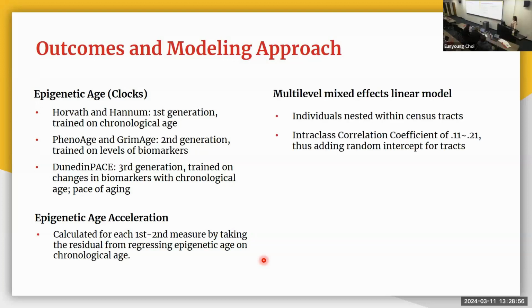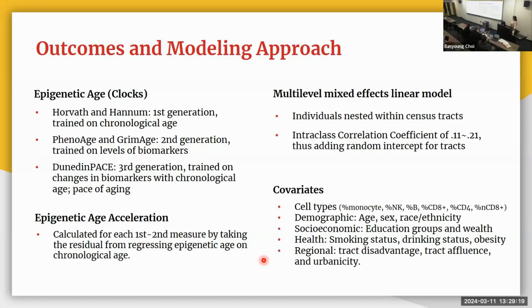And we used the multi-level mixed effect linear model where individuals are nested within the census tract, because a census tract would have the same value for the heat index. And we also calculated the intra-class correlation coefficients, which show that there is a decent amount of clustering at the census tract level that explains the total variance in our epigenetic age outcomes. Finally, for the covariates, we included the cell types, demographic, socioeconomic, and health and regional variables based on the prior literature on heat and health outcomes.